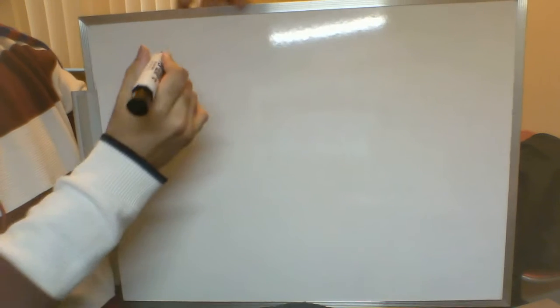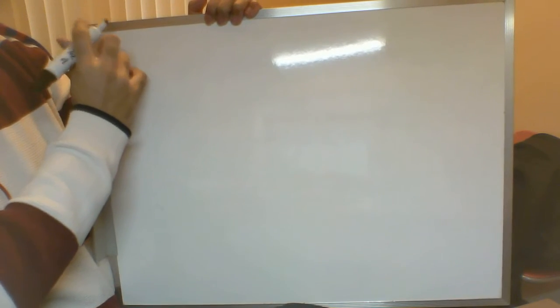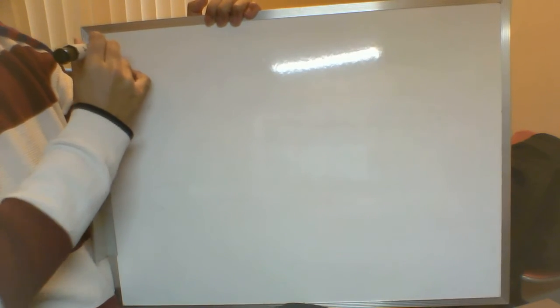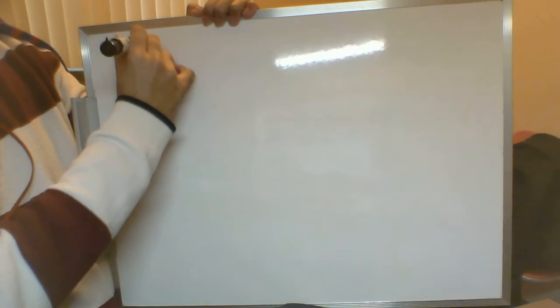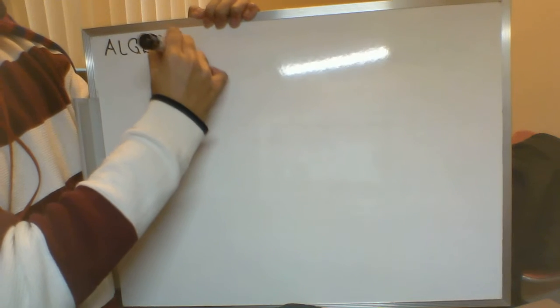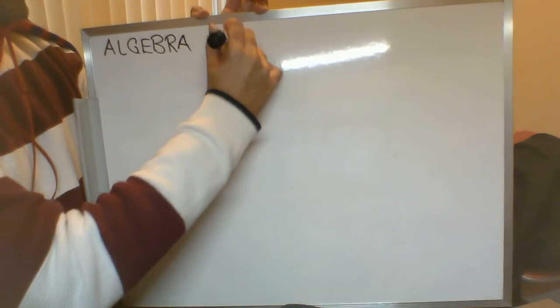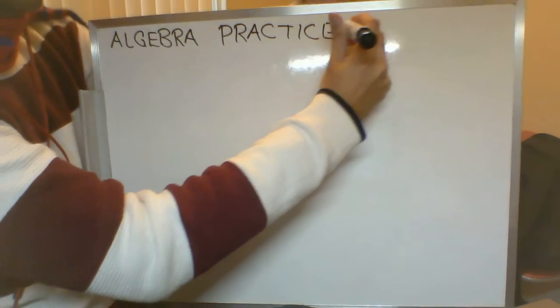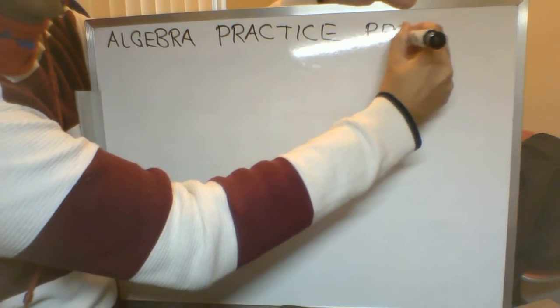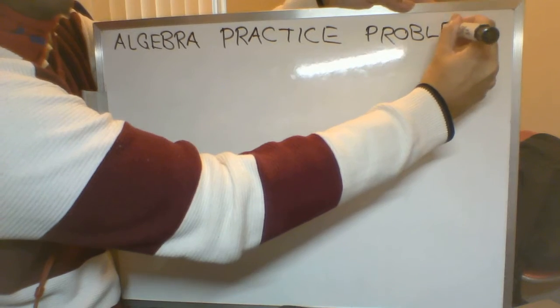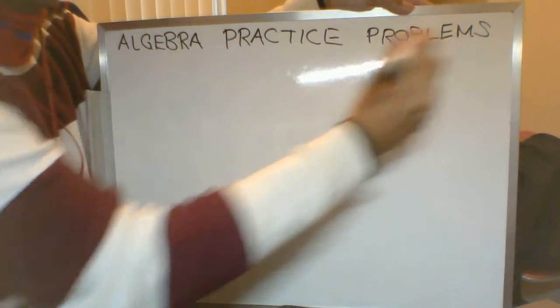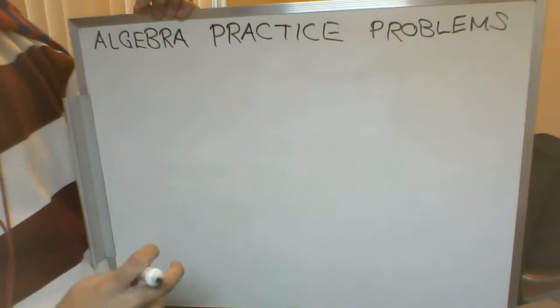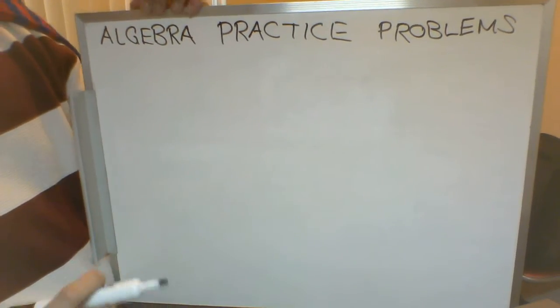So let's begin. I'm going to put down a title. This is lesson 41, Algebra Practice Problems. So just in general, some algebra practice problems here with both one and two variable questions. Let's get started.